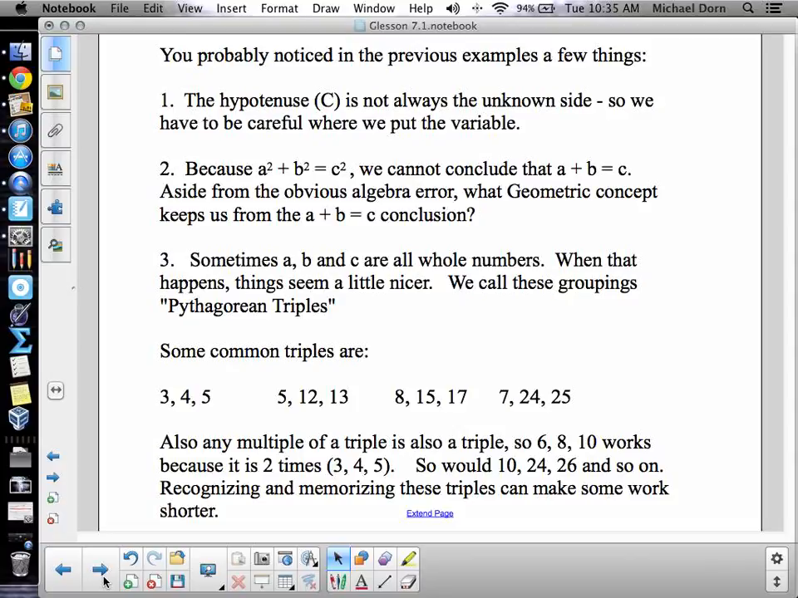Besides the fact of the algebra error, what keeps us from a plus b equals c for a triangle? What geometry concept from first semester? Anyone remember what geometry concept would prevent us from saying in a triangle that a plus b has to equal c?